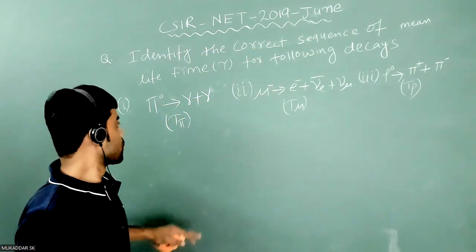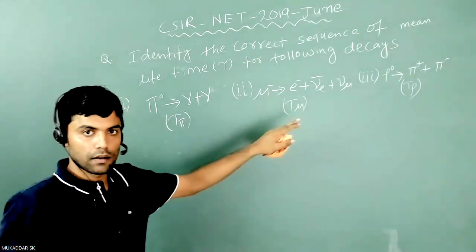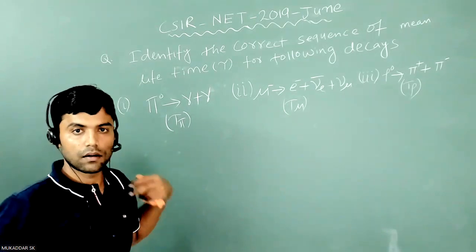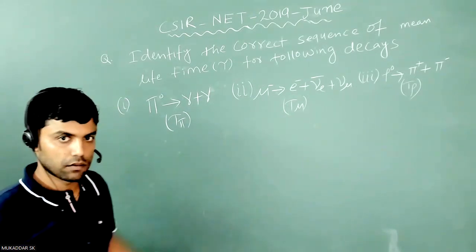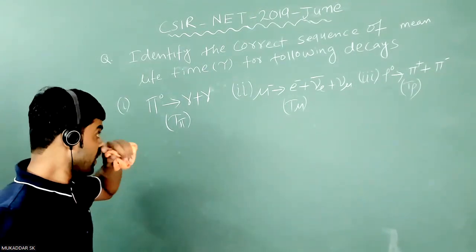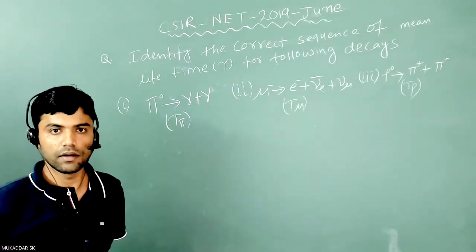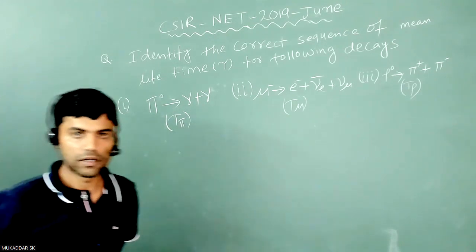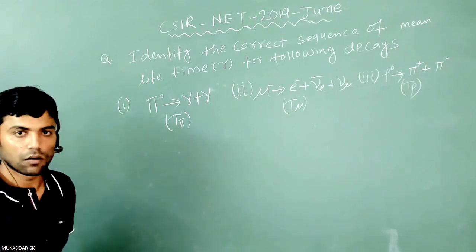So in that question, 3 decays are given and we have to identify the correct sequence of mean lifetime of these 3 decays. So we'll solve this question by investigating which decay is allowed by strong interaction, which decay is allowed by weak interaction, and which decay is allowed by EM interaction. So let us check that. For that, we'll apply the conservation laws.